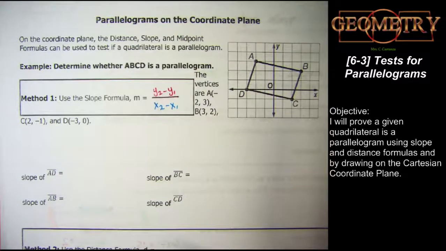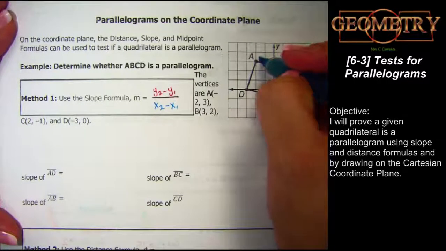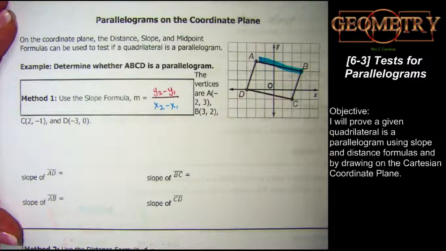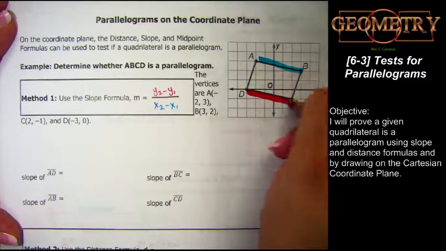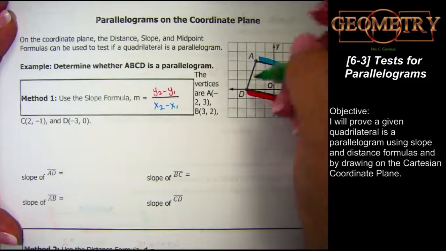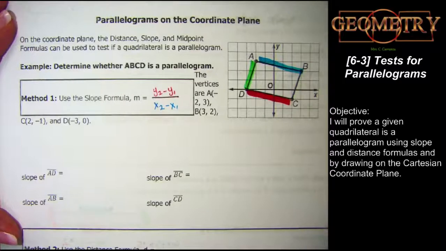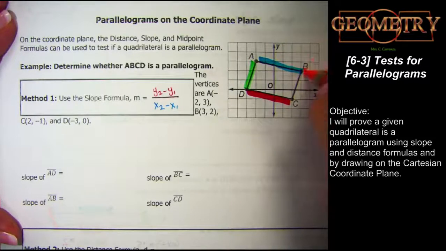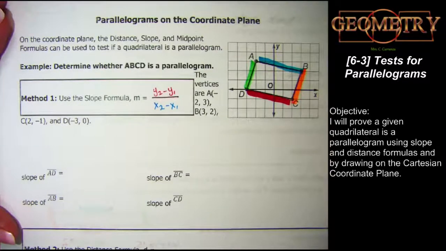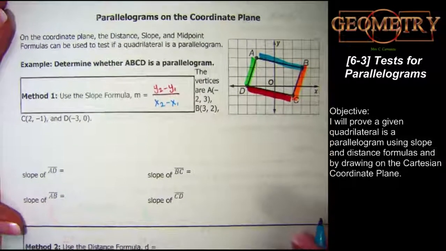And if I want this to be a parallelogram, I need this side to be parallel to this side, and I need this side to be parallel to this side. And if I can show that, meaning the slopes of those lines are equal, then I will be able to state that this is a parallelogram. Okay? So let's do that together real quick.